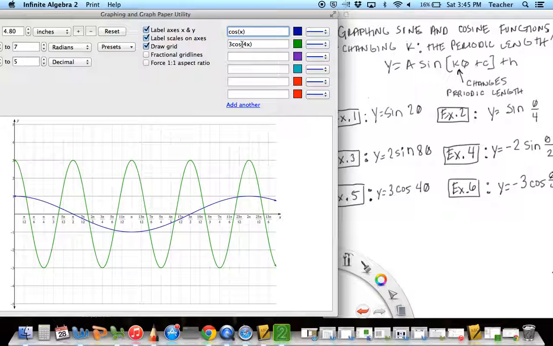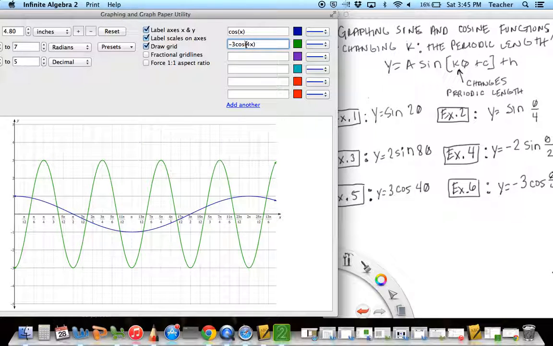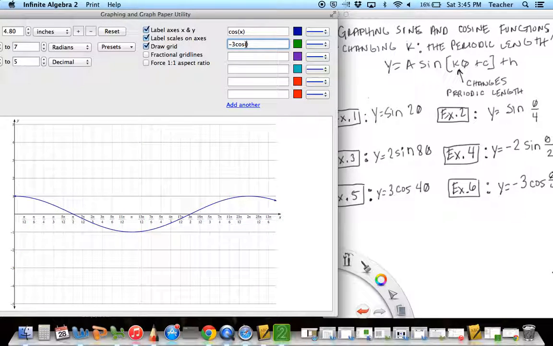And finally, to not take much more of your time here, -3 cosine of x divided by 4. You'll notice this guy has a very long, stretched out periodic length, because its periodic length is going to hit at 2 pi, 4 pi, 6 pi, and 8 pi. And you'll notice that it starts at -3 because the amplitude is -3 and it's a cosine function. All right, so hopefully this helped you out a little bit.